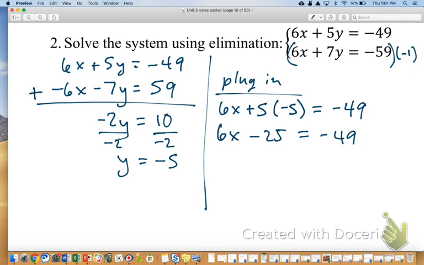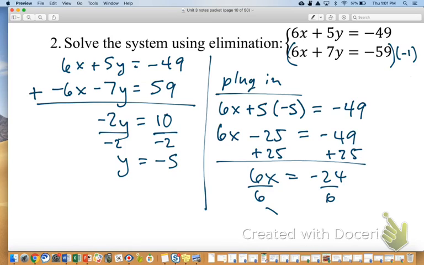And hopefully this is looking really familiar to you at this point. What do I need to get rid of next? The negative 25. And how do I do that? Add 25. That's right. So I go plus 25, plus 25. This gives me 6x equals negative 24. And what's my final step? Dividing gives me that negative 4. So x is equal to negative 4. So my final answer would be over here, negative 4, comma, negative 5.